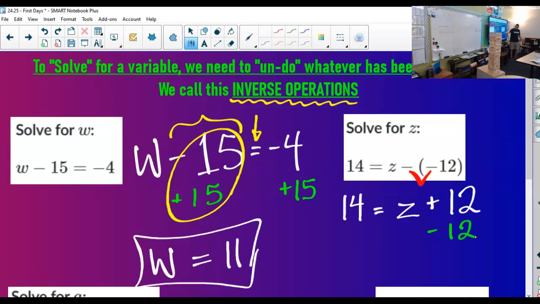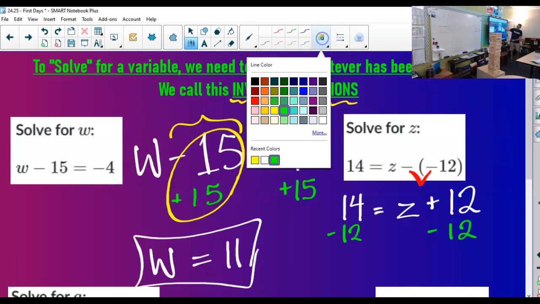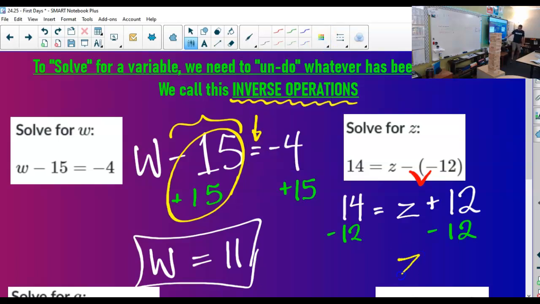14. The other side. I sure hope we're writing this stuff down, because it's on the homework. Guys, by the way, we're playing Jenga tomorrow also. So tomorrow when you come in, you'll just be able to get right into your teams, and we'll be able to get right down to Jenga. So if I subtract 12 from both sides, we get Z is equal to what? 2. Yep.